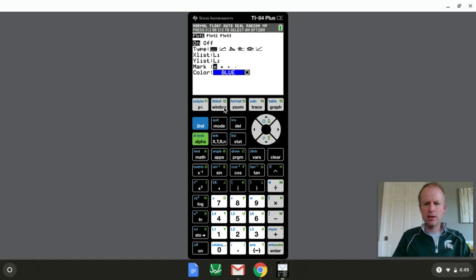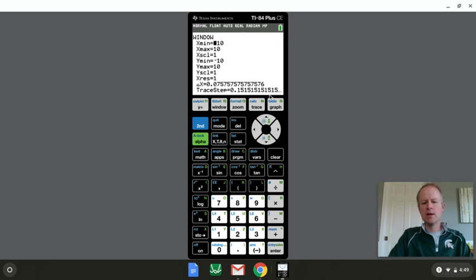Then if I press window, I need to adjust my window. Remember, we're talking about absences. So 0 is the lowest we have, and I think the largest was below 10. Then for our Y, I'm going to go a little bit above just in case, so I'll go up to 15. In our Y, the lowest percentage we can have is 0, and 100 is the highest. So I'm going to go to 100 in my max, and count by 10. If I were to graph this, let's take a look.